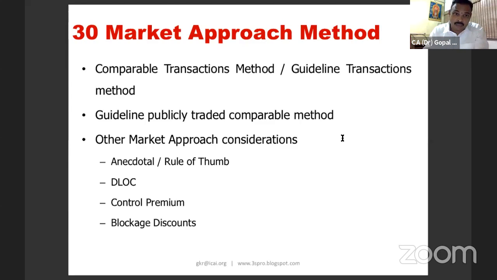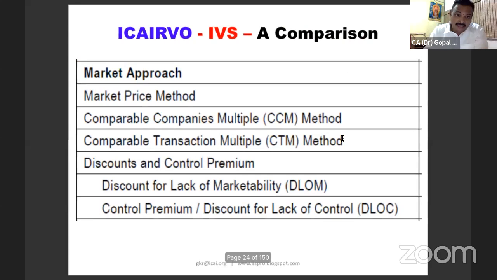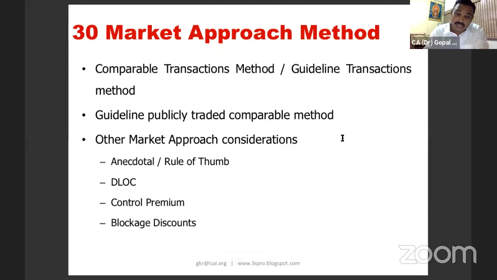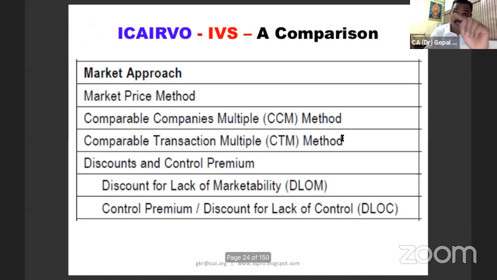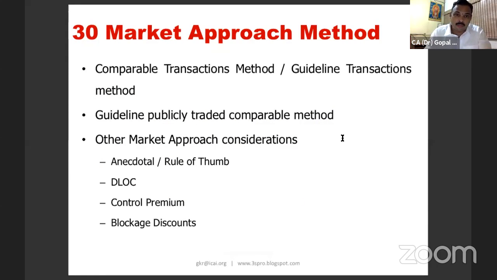Under IVS, what is called comparable transaction method, in ICA is called comparable transaction multiple method. Second method, guideline publicly traded comparable method is what IVS says. ICA RVO says comparable companies multiple method. So they have just tweaked the English. And they also speak about DLYM, control premium, DLOC, and blockage discount and all.